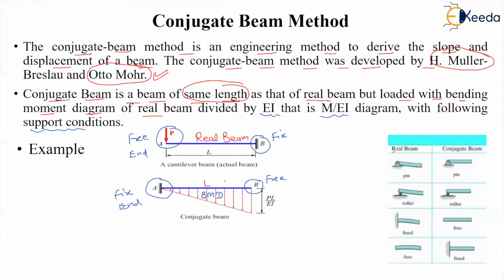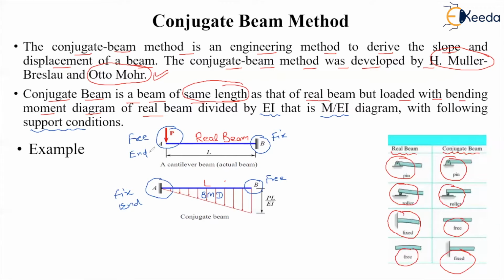right? You can see the difference between the real beam and the conjugate beam in this table also. There is no difference in the pin point, right? This is the real beam and this is the conjugate beam of that. The pin joint will remain a pin joint, and the roller joint will remain a roller joint. It means there is no change in a simply supported beam, because in a simply supported beam one is the hinge joint and another is the roller joint, so they will remain the same. In a cantilever beam there will be a difference: the fixed joint will become free and the free joint will become fixed. So you have to remember that.